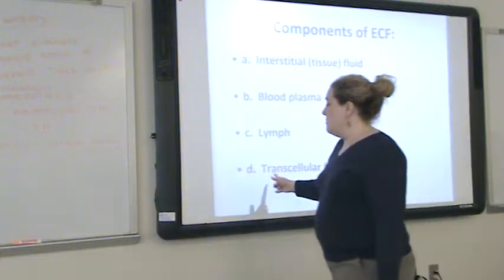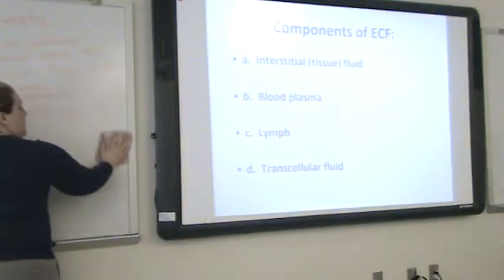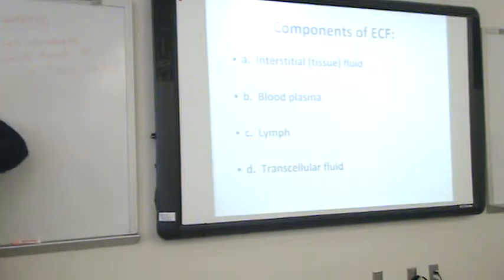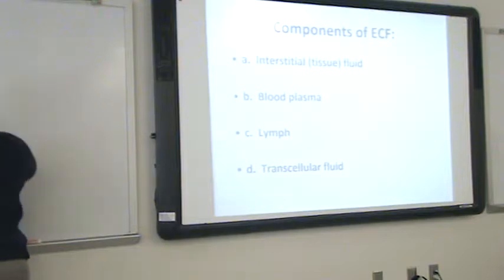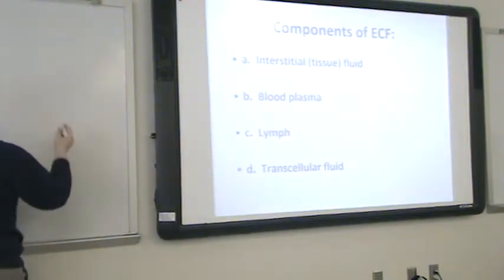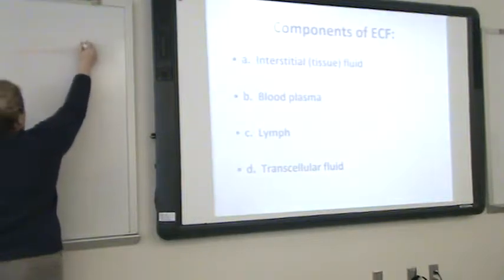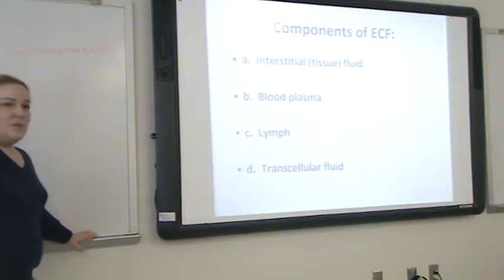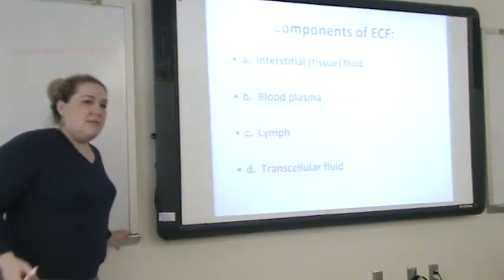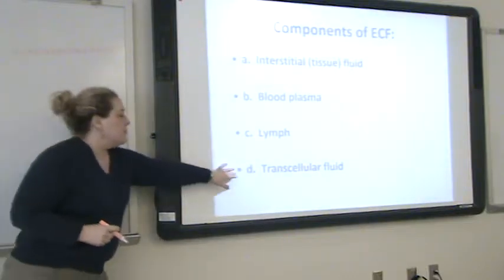And under transcellular fluid, if it were me, I would call that miscellaneous fluids instead of transcellular. But here's some examples of what those could be. So cerebrospinal fluid that runs through the ventricles of your brain and up and down through your spinal cavity. That's one of the transcellular fluids.